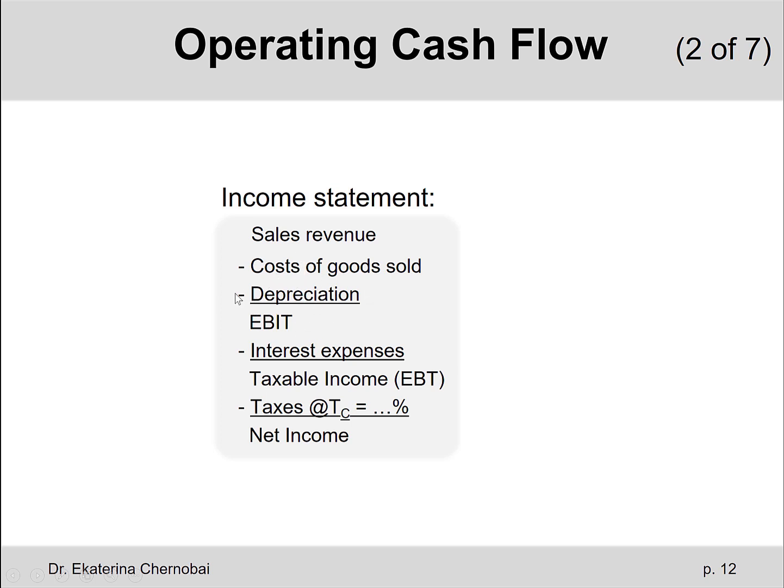After subtracting these two items from the sales revenue, we get EBIT, which stands for earnings before interest and taxes. Then we subtract interest expenses on loans, which gives us taxable income or earnings before taxes, EBT. Then we multiply that by the corporate income tax rate that is applicable to this company. And after subtracting taxes, we are left with net income. So this is how accountants calculate profit for every year.